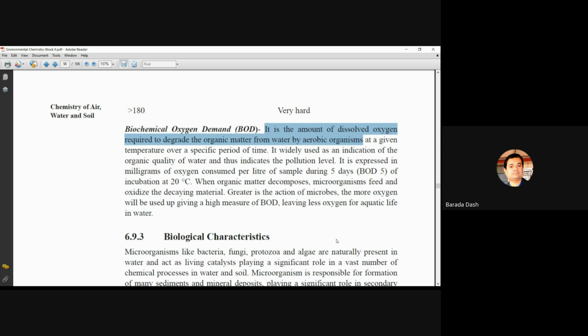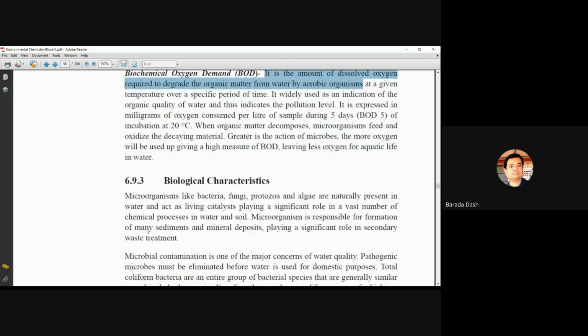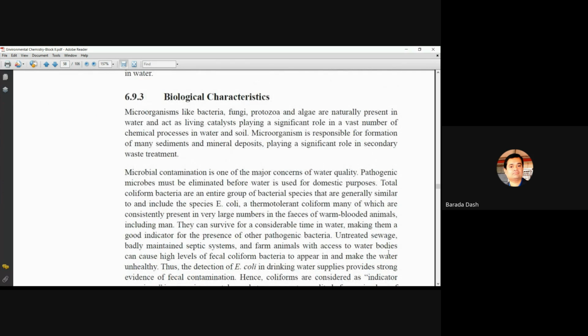So basically, if pollutants are there, they will take away the dissolved oxygen present in the water, and there will be less and less oxygen available for the aquatic organisms, and that will lead to their death. Death of aquatic organisms like fish will occur because the dissolved oxygen in water will be used for oxidation of the pollutants present in the water.